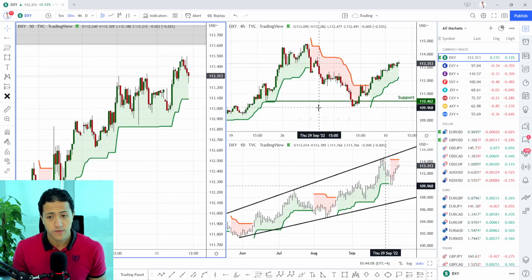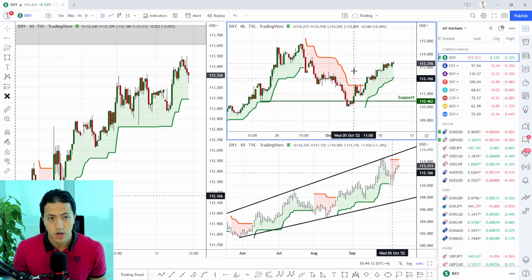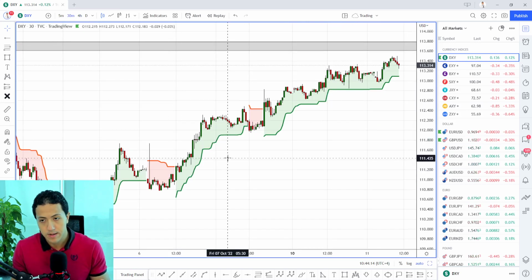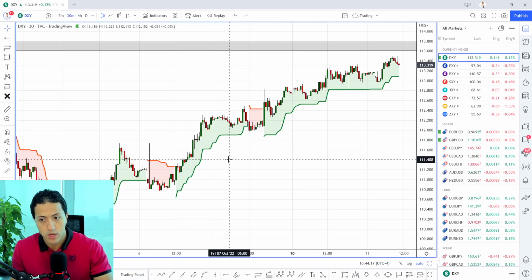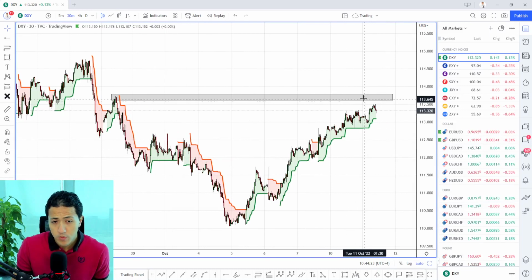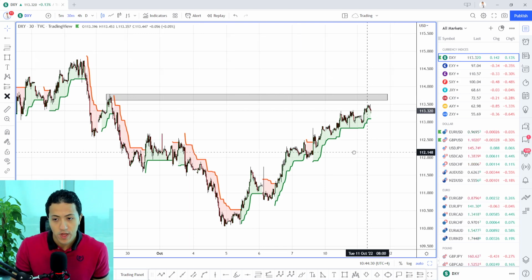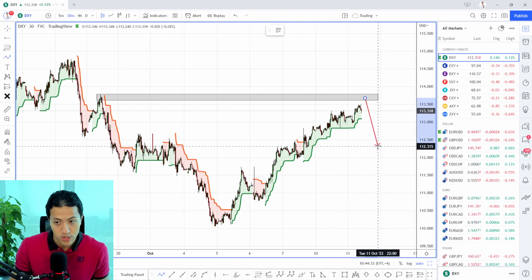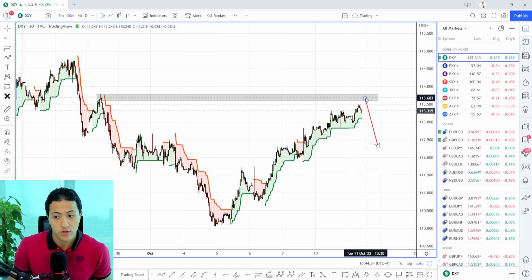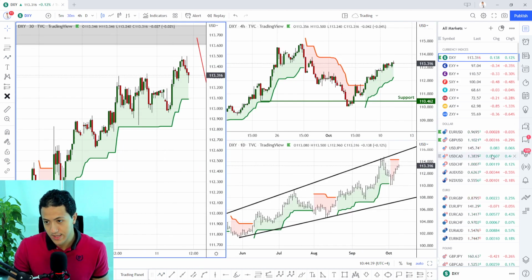On the 4-hour time frame, we can see that the momentum is losing here. It is still moving to the upside, however, it is now taking more of a sideways range on the 30 minutes and the 4-hour time frame. I do believe that a slight move to the upside to 113.70 should be expected before we continue the move to the downside. So an extended move to 113.70 before we move lower on the dollar index.